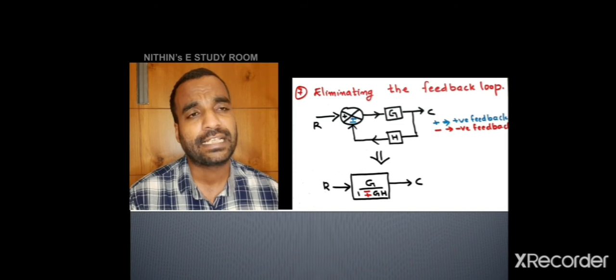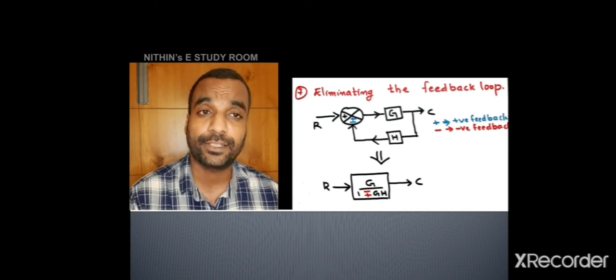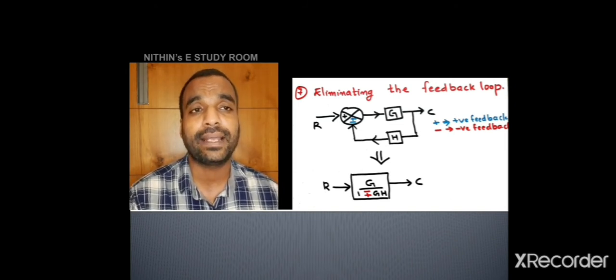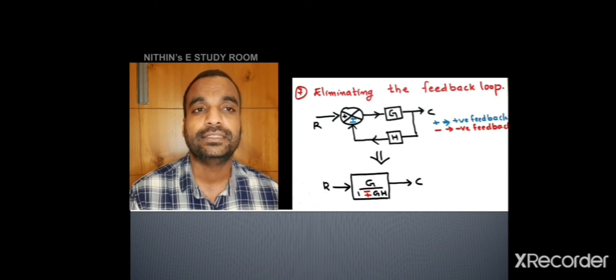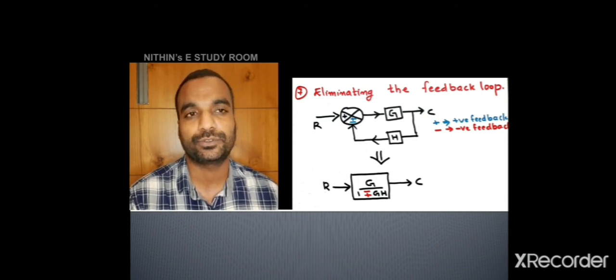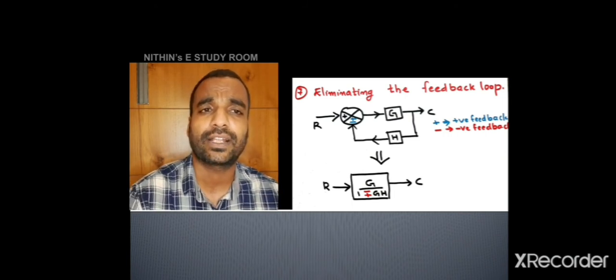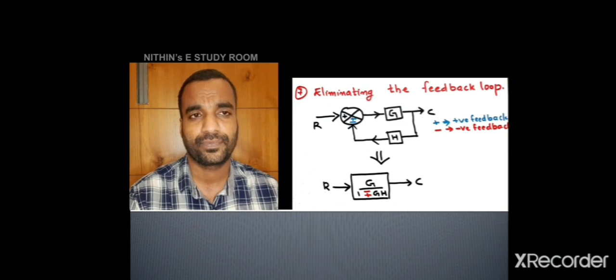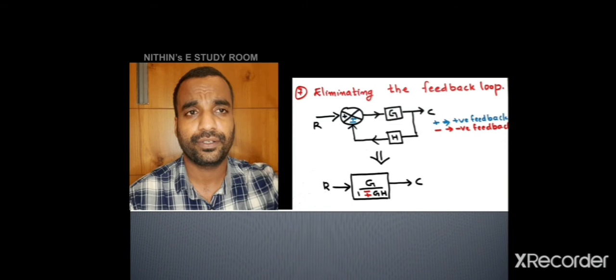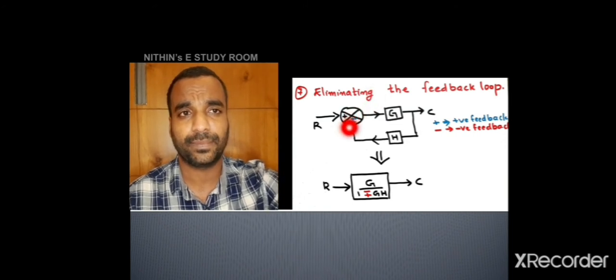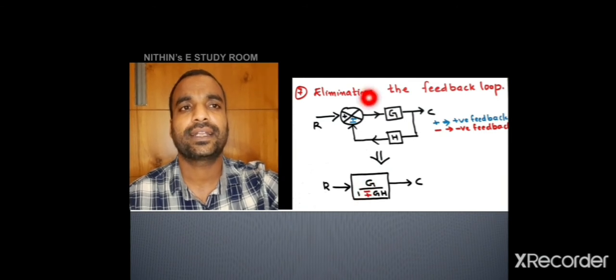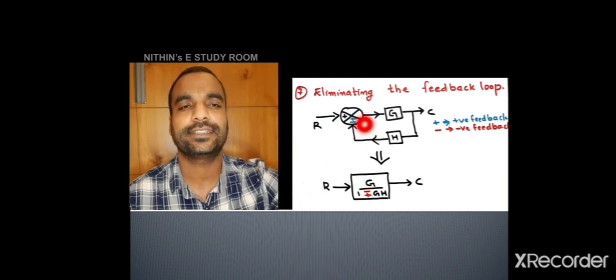Generally we are using negative feedback. In negative feedback, the output equation is equal to G(s) by 1 plus G(s)H(s), or if you are not using the s domain, it is simply G by 1 plus GH. So in positive feedback you have to give plus in the summer block and minus in the equation, and in negative feedback you have to give minus in the summer block and plus in the equation.